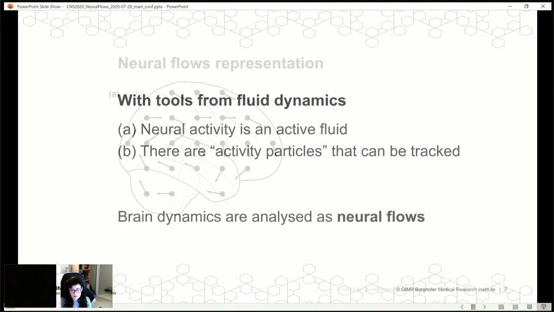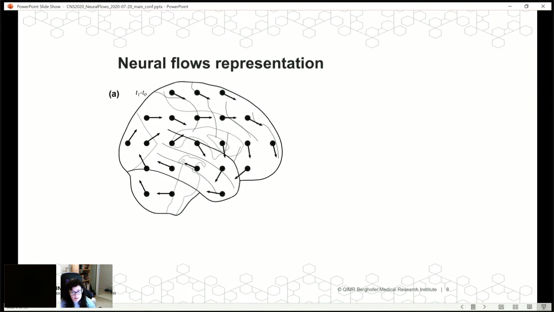So let's have a look at what this neural flow representation actually is. We have some measurement points here. I hope you can see my, can you see my pointer? No, not at the moment. No. Oh, now yes. Now yes. The big arrow. Okay. I just wanted to make sure you can actually see it.